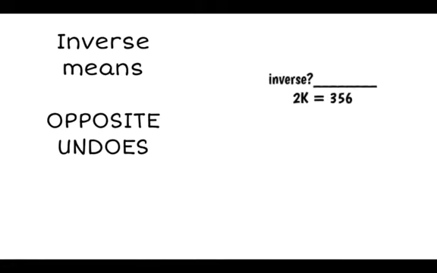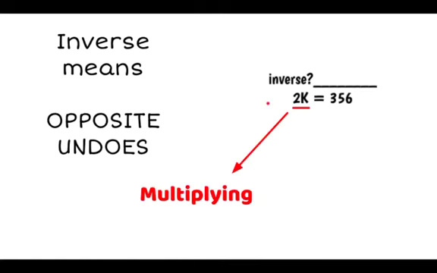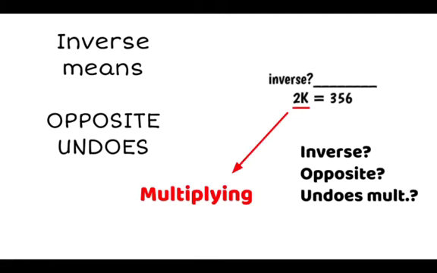So looking at this type of problem, what are we doing here? 2 times k. What is that? Is that adding, multiplying, dividing, or subtracting? Well, remember, when we have a number and a letter and no sign in between, that is multiplying. So what is the opposite? What is the inverse of multiplying? What undoes multiplication? Hopefully you came up with it. Division. Division is the inverse of multiplication. So in order to solve this problem, we're going to use division.